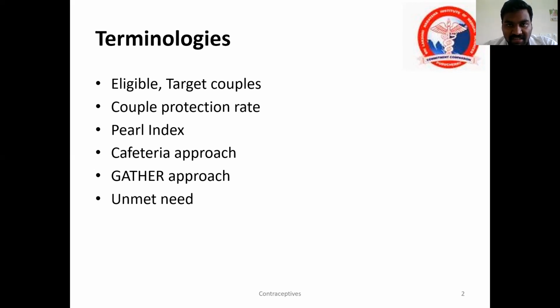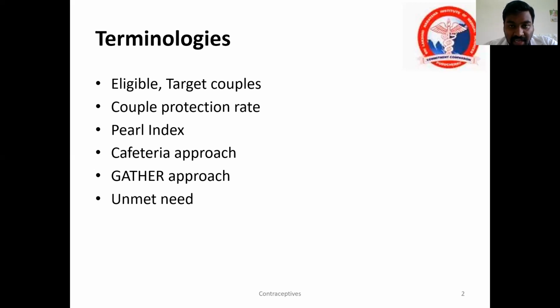The Pearl index says what the efficacy of a contraceptive method is. In another term, it gives the failure rate. In simple terms, it is the number of unwanted pregnancies among couples who adopted any contraceptive method. How many events occurred is usually expressed per 100 woman years.